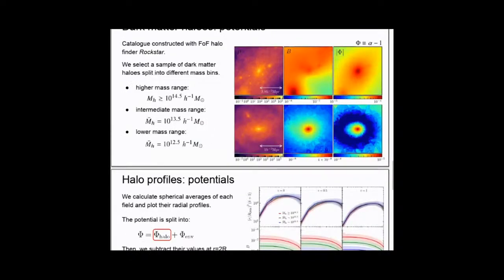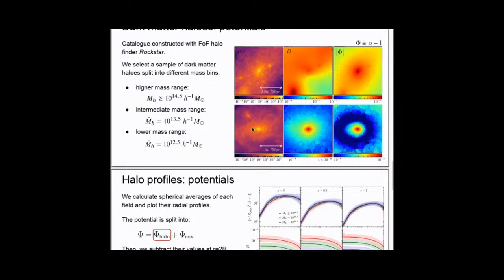Besides looking at this vector potential in the whole box, you can also zoom in and look at this quantity in dark matter halos of the simulation. This is what we did here. For this, we constructed a halo catalog using the halo finder Rockstar. At each redshift, you look for all the halos in your simulation, and then you can split these halo samples into different mass ranges. What we did here was to consider 3 different mass ranges.